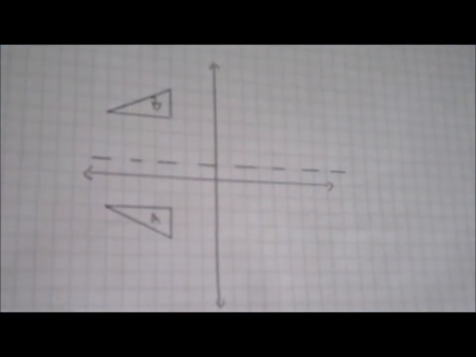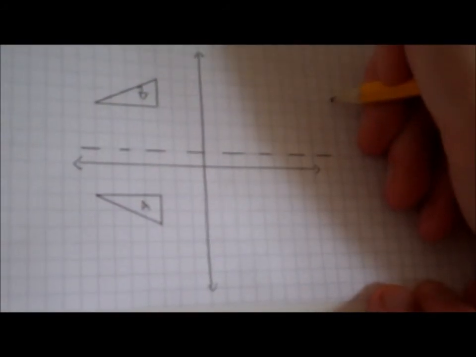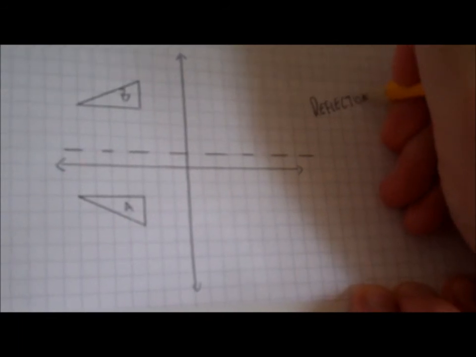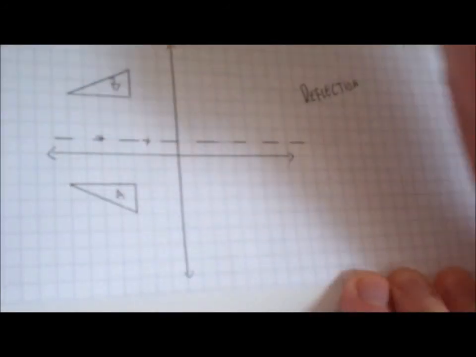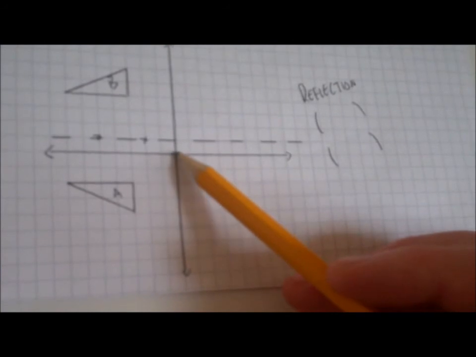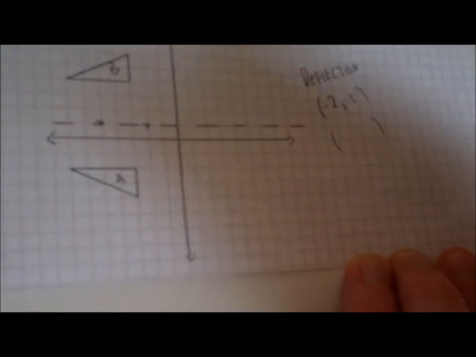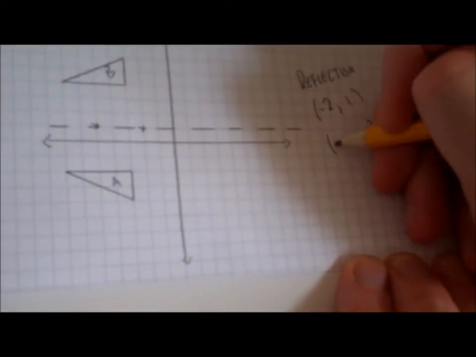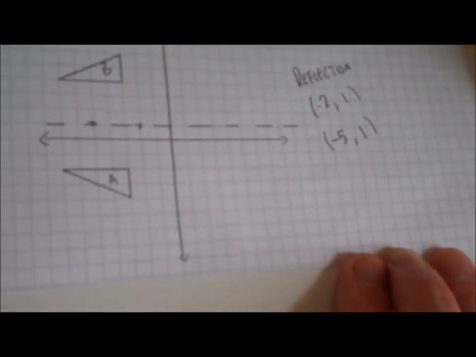Now again, I've got to identify two coordinates on this line. So again, my transformation is a reflection. Right, my two coordinates, I'm going to pick, say, this one here and this one there. So I'm going to open up my two sets of brackets. Now, this one goes out to -2 and up 1. So that's -2 and 1. This other coordinate is out -5 up 1. It's -5, 1.